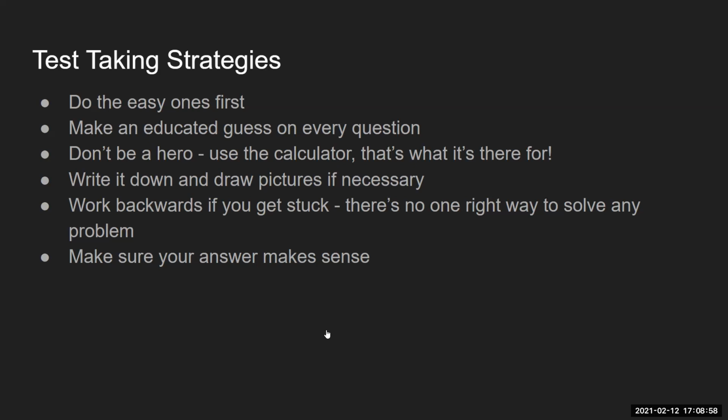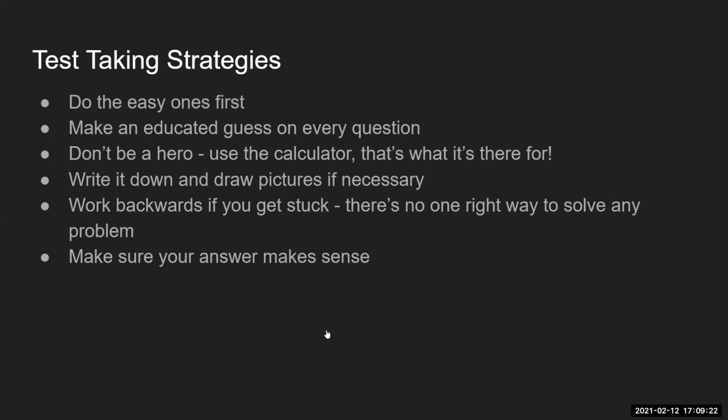Said it earlier, there is no one right way to get to the correct answer. So there is absolutely nothing wrong with you not working a problem out and just taking the answers and plugging them in and seeing which one is right. You're potentially saving yourself a lot of time there, and you're getting the right answer.